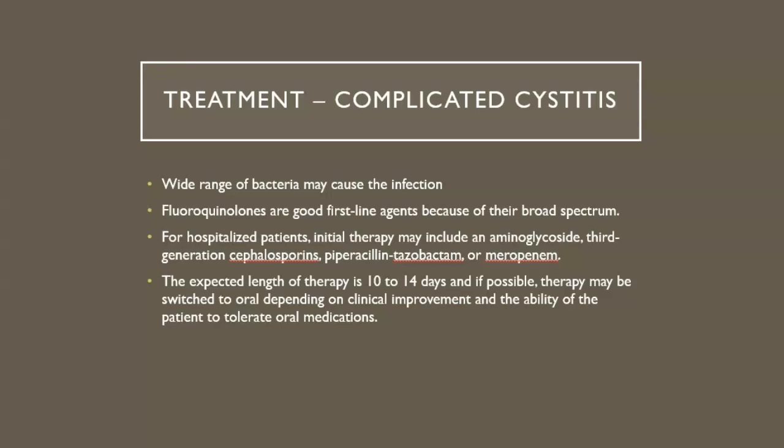But what they were saying in that infectious disease seminar is that the first-line agent for a complicated cystitis when the patient is hospitalized is IV Rocephin. So the expected length of therapy is about 10 to 14 days. It doesn't necessarily mean that they're receiving IV therapy that whole time. They can be switched to oral antibiotics depending on their overall clinical improvement and their ability to tolerate oral medications.